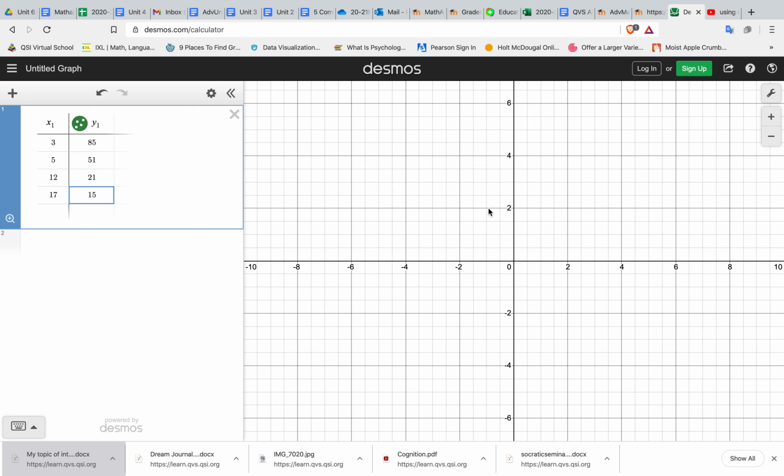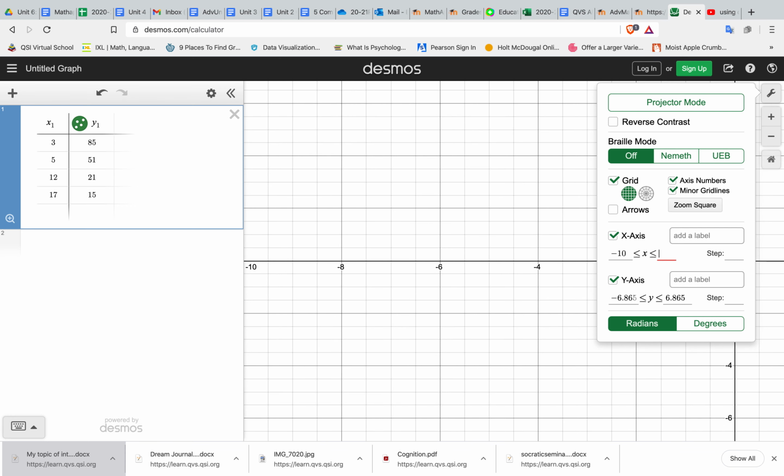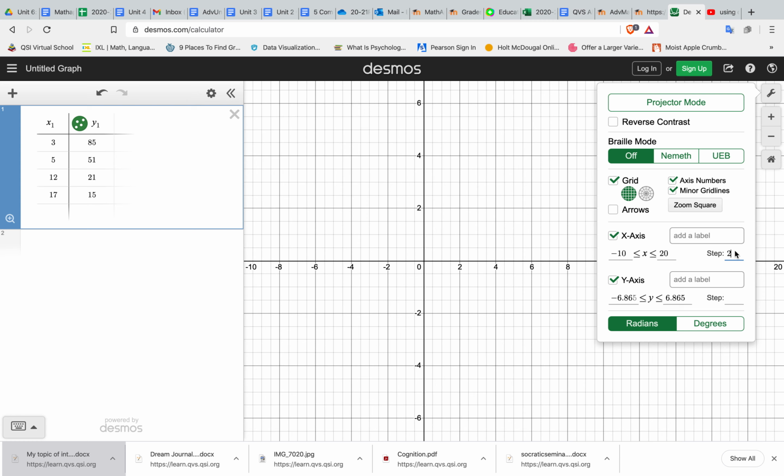And if we look over here, we're like, oh man, we don't see anything. Well, that's because our y values are not going up high enough. So if you see this little wrench up here in the corner, this wrench will let you change the scale. Now, for our x value, we have 3 to 17. So let's leave some negative, but we need to go up to at least 20 on the x value. And let's say we're counting by 2's.